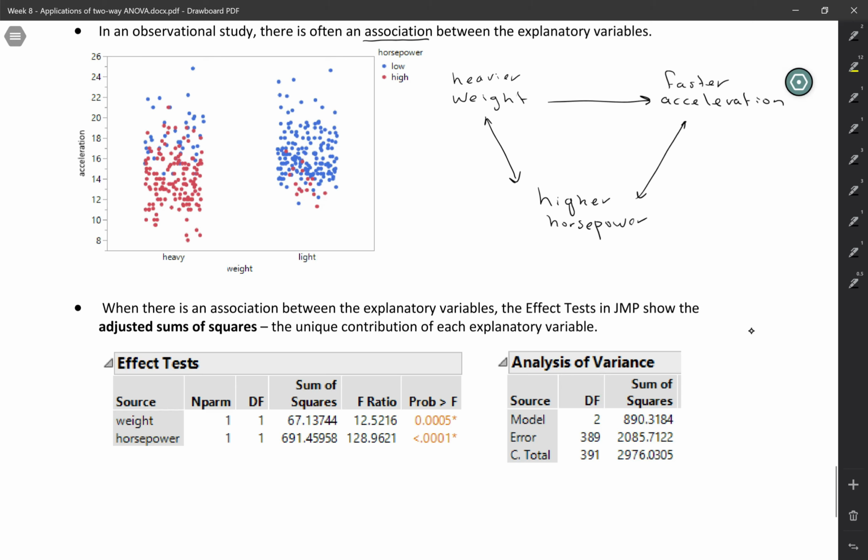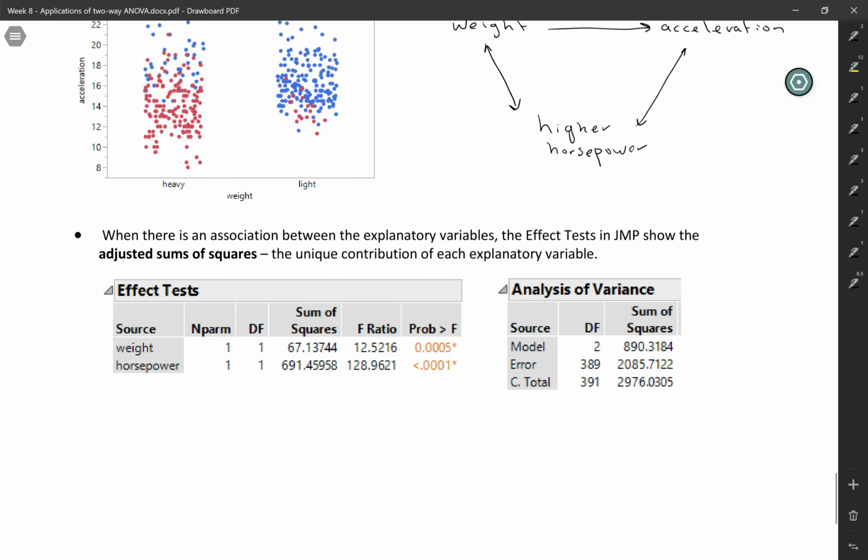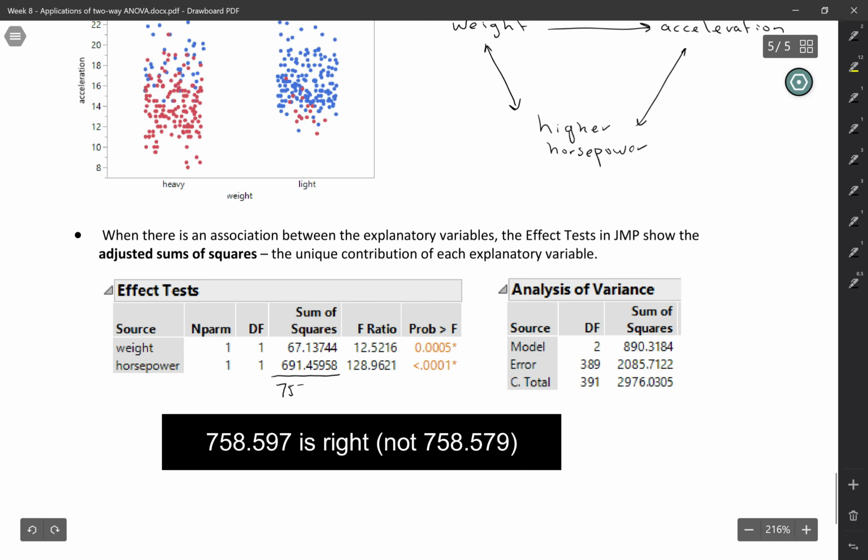So specifically, the effect test and JMP are going to show what's called adjusted sums of squares. One thing that you'll notice about the adjusted sums of squares is that when you add them up, so I'm going to add the adjusted sums of squares for weight and horsepower. That's 758 and 597. I'm not going to keep all those decimal places.